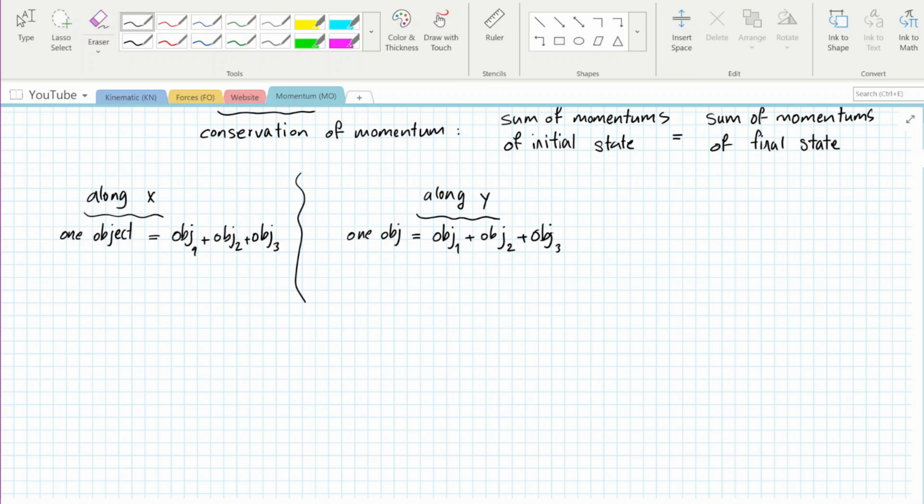To calculate the momentum of an object in a particular moment, we multiply its mass by its velocity at that moment. Along the x-axis, we use the x component of the velocities, and along the y-axis, we use the y component of the velocities.